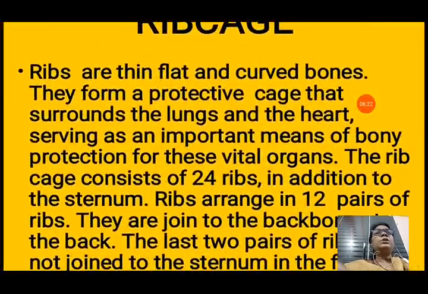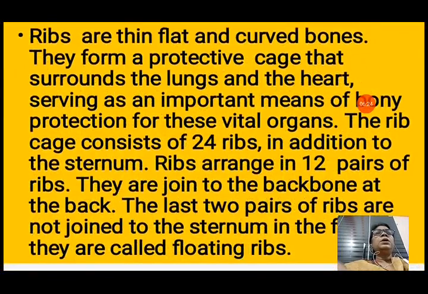Now the rib cage. The rib cage is another important part of our skeleton. Ribs are thin, flat, curved bones. Each rib is thin, flat and curved, like a C shape. They form a protective cage that surrounds the lungs and the heart. That means it protects our lungs and heart, serving as an important means of bony protection for these vital organs. Our heart and lungs are very vital organs and they are protected inside the rib cage.